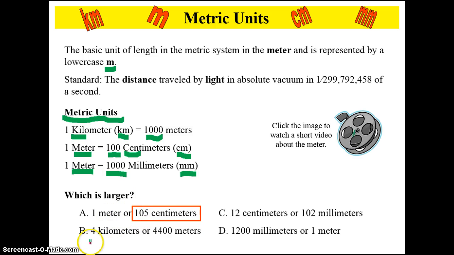Okay, how about 4 kilometers or 4,400 meters? Again, think about how many meters are in a kilometer and see if you can do the conversion in your head.